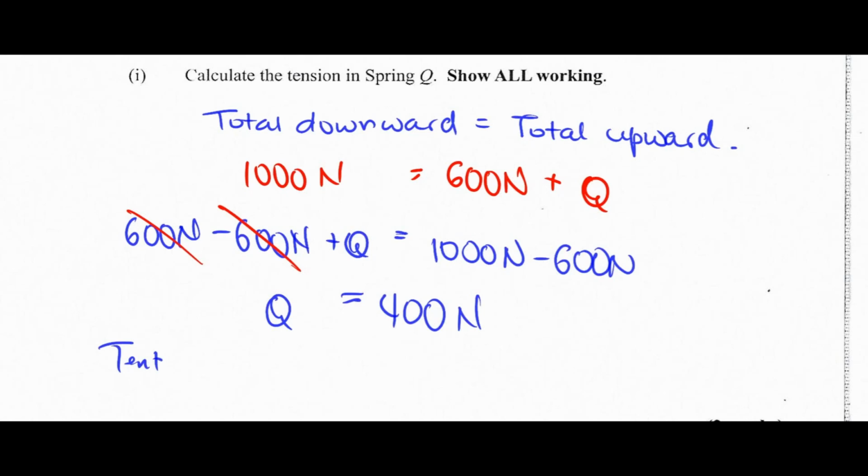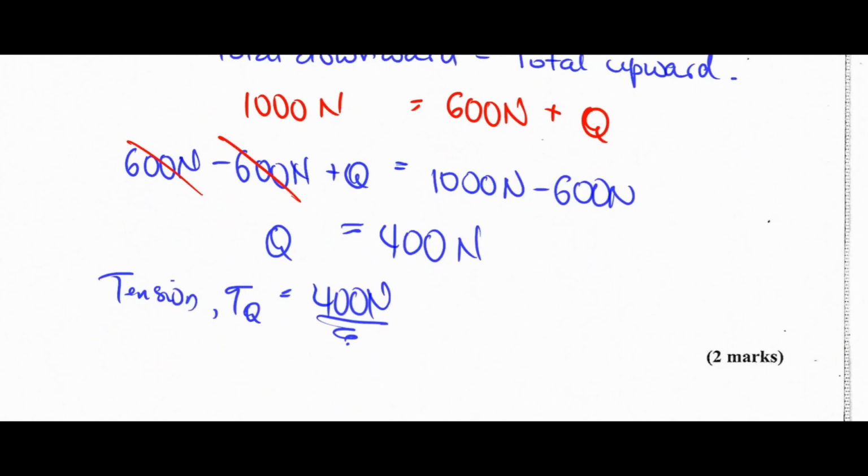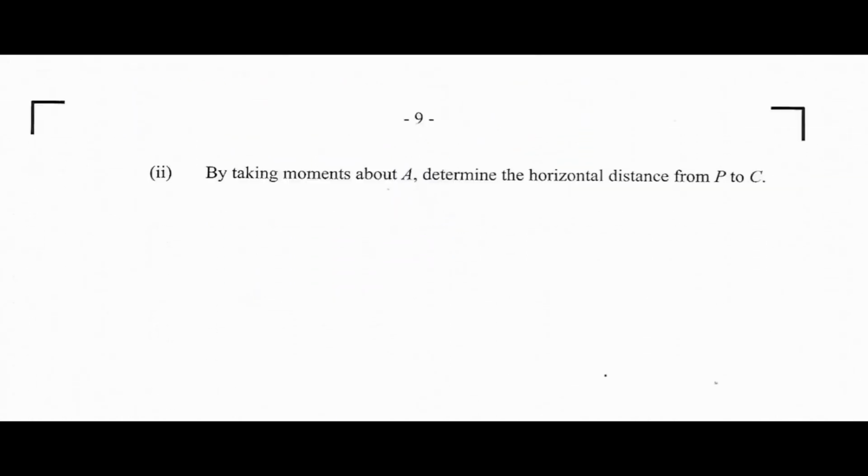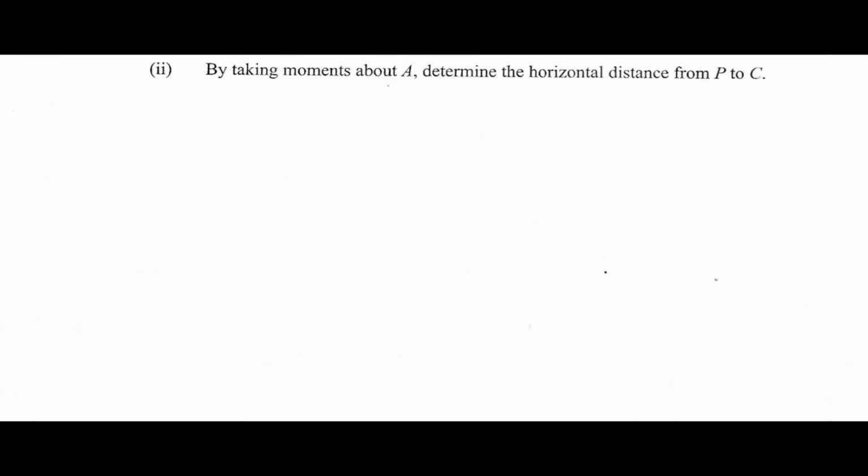Therefore, the tension, I'm sure that should be an S, oh my god. The tension T subscript Q is equal to 400 newtons. So mark your words, I get your 2 marks, easy, and CSEC, I got a paper color. Congratulations. So the next part says, by taking moments about A, determine the horizontal distance from P to C.